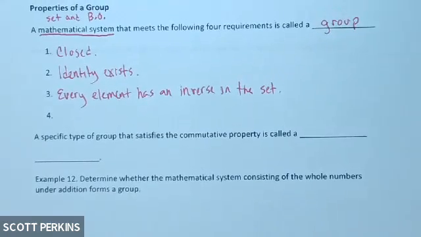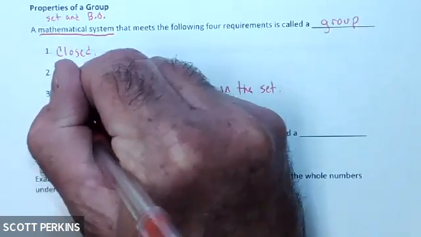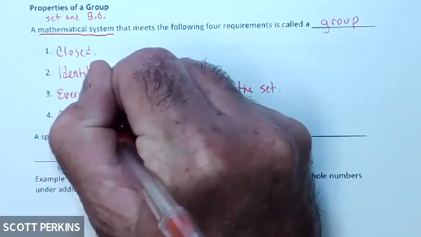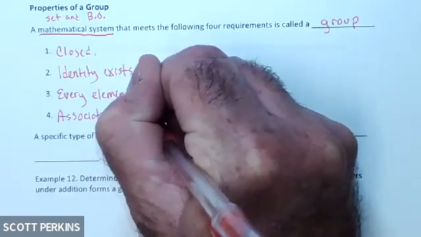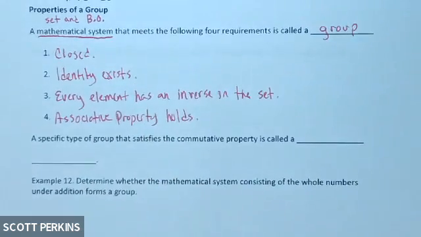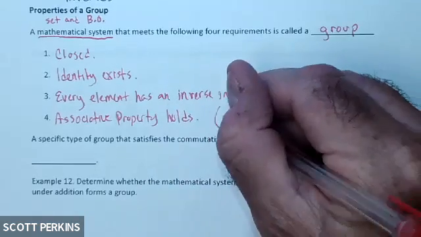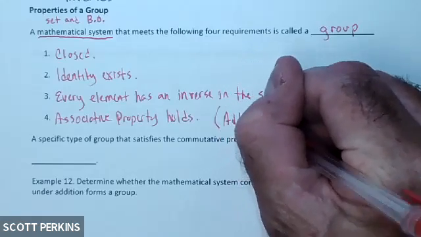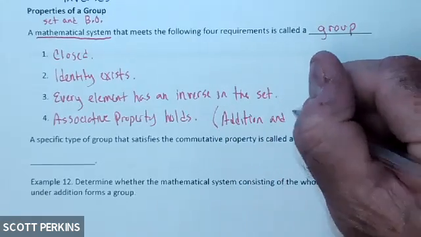And then the fourth thing is that the associative property holds. So for what we've been talking about so far, if I define for you a mathematical system with subtraction or division, you know right away it's not going to be a group, because subtraction and division are not associative. So for our purposes in this section only, the associative property holds. We know that holds for addition and multiplication. Okay, you can take that to the bank.